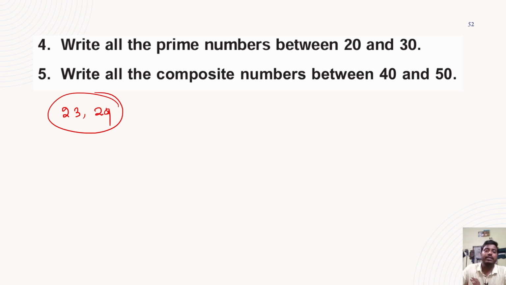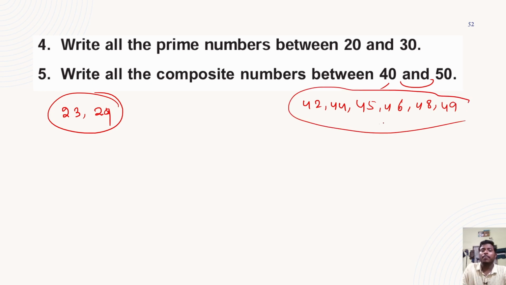Okay. Next, write all the composite numbers. Between means we write the numbers in between. That is 42, 44, 45, 46, 48, 49. These are all composite. Also remember that all the even numbers are compulsorily composite numbers, except 2.